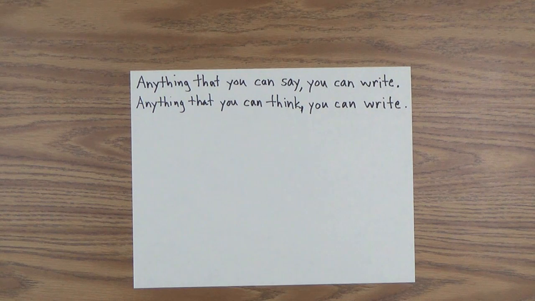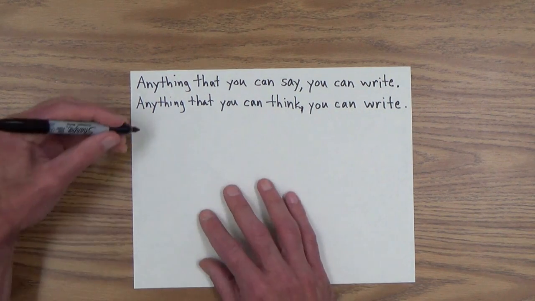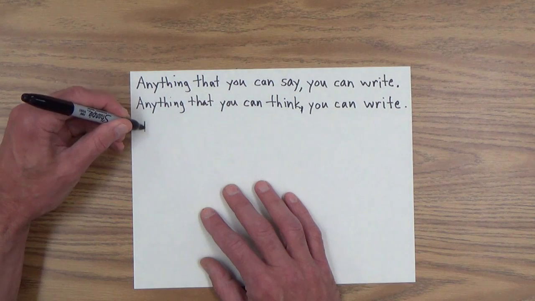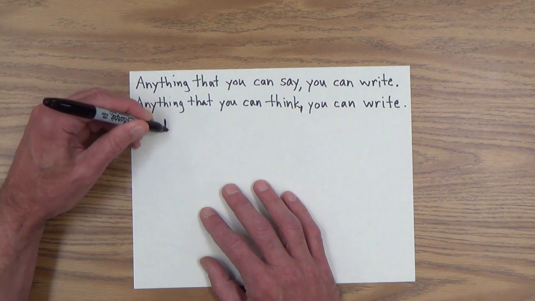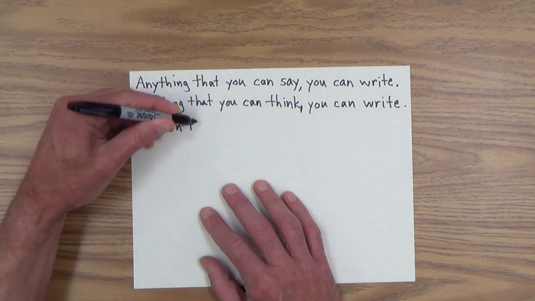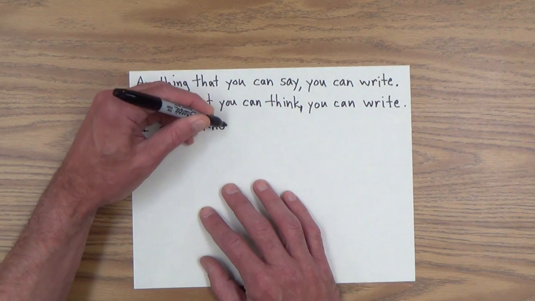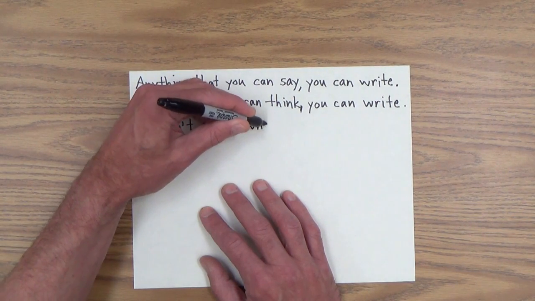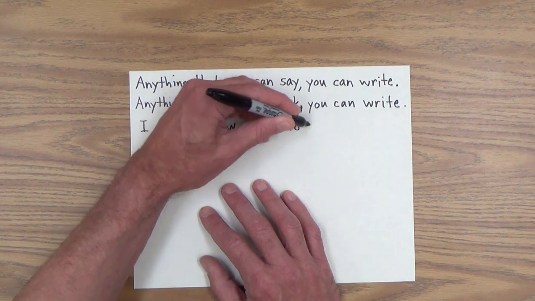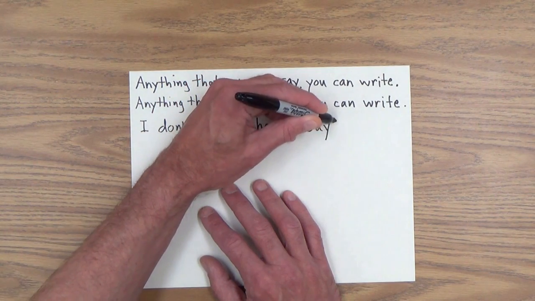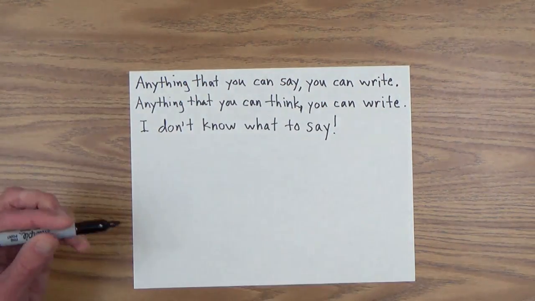And your child can say something. It could be anything as long as it's not some kind of gibberish. So let's use this one as an example. Often children will just say, I don't know what to say. So you can say, well, I can write that. I don't know what to say. All right.